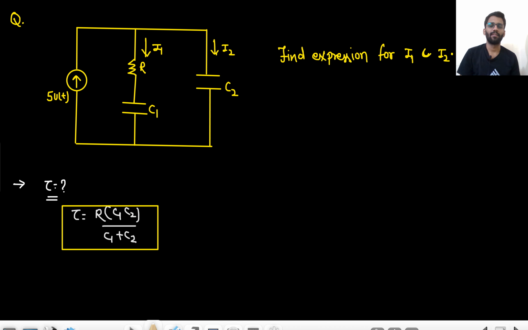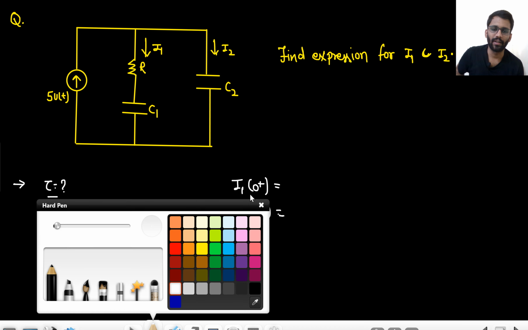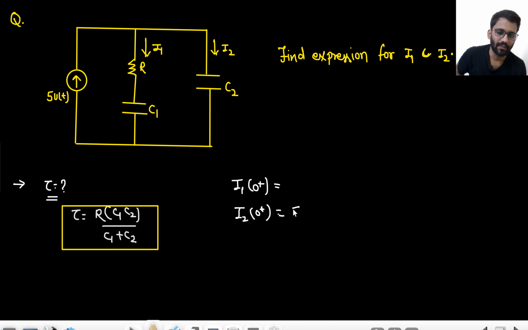Now what about I1? Let's see I1 at t equals to 0 plus. What is the value of I1 at t equals to 0 plus? What is the value of I2 at t equals to 0 plus? Initially, this capacitor will be shorted, this capacitor will also be shorted. So simply 5 ampere current, one resistor and a short circuit path. So the complete current will be flowing through the C2 capacitor only. So I2 at t equals to 0 plus would be 5 ampere. And I1 at t equals to 0 plus would be 0 ampere.